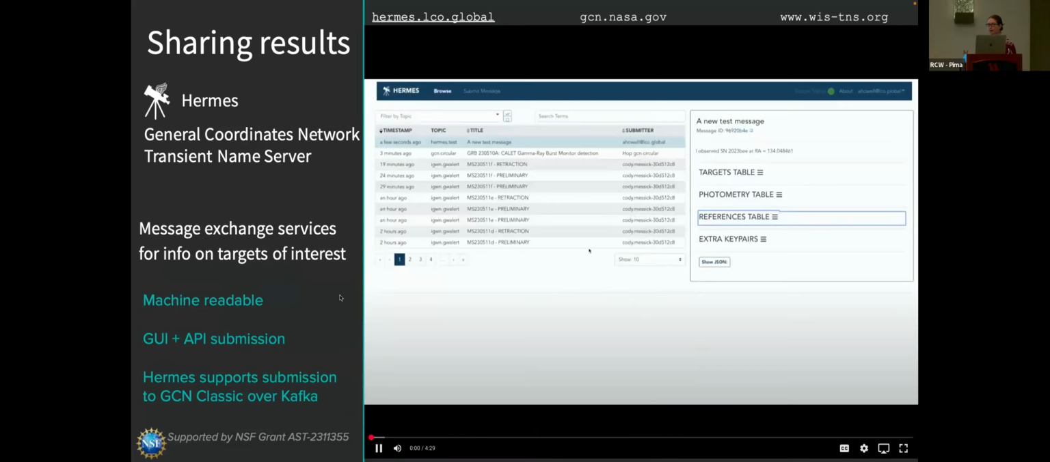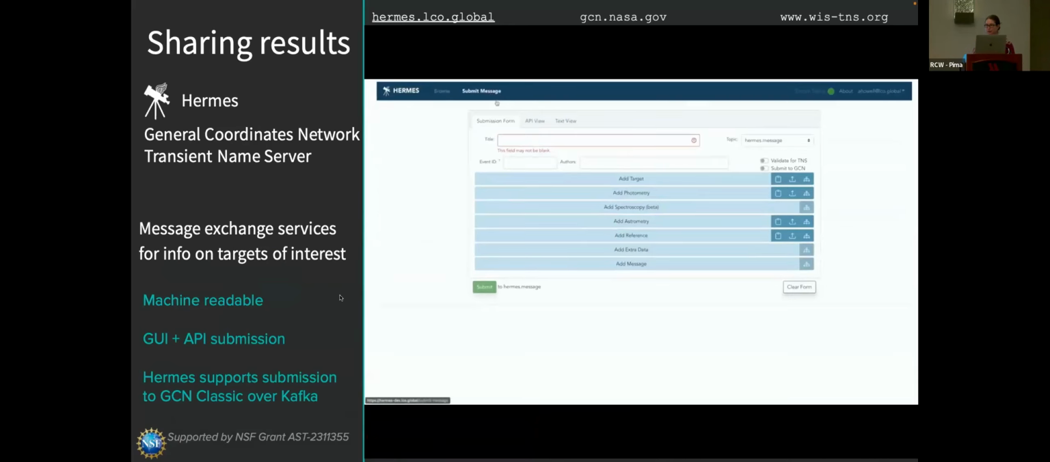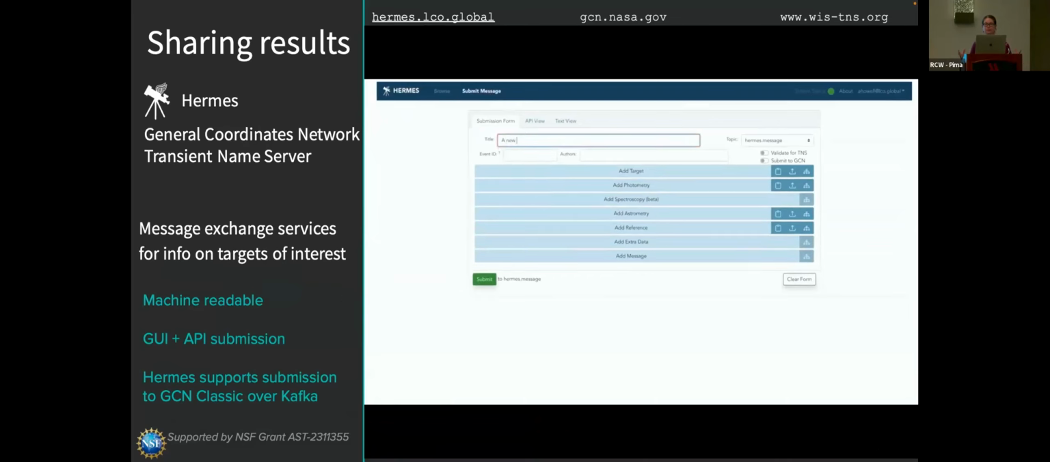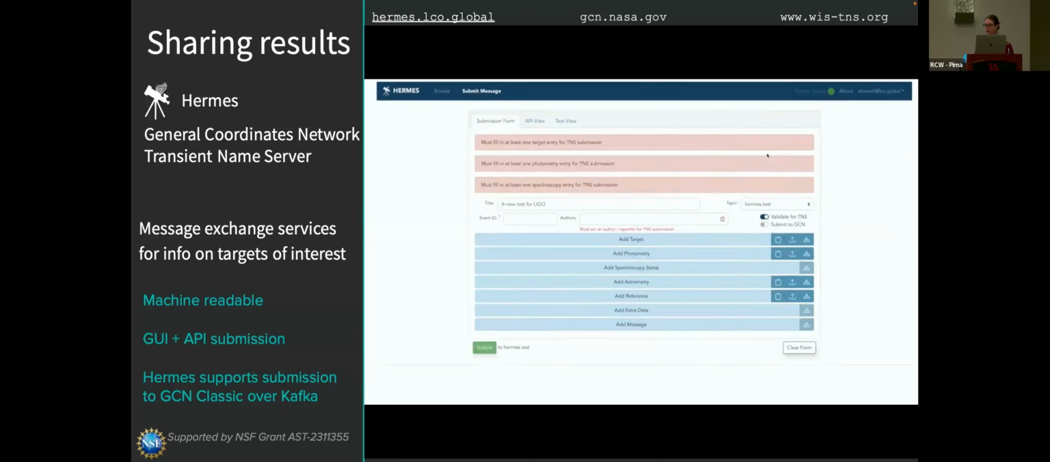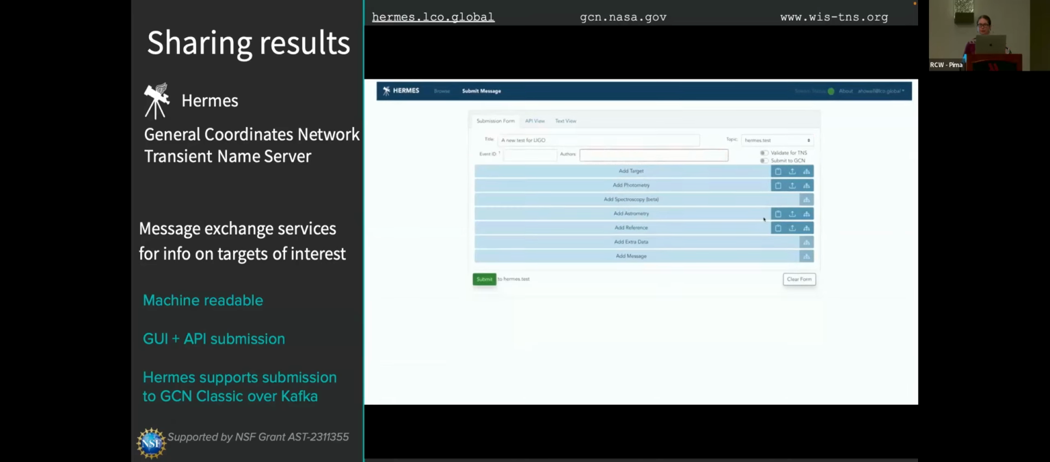So once you've followed up your targets and you've done some wonderful science with the LSST alert stream, there are tools to allow you to share that discovery in real time. The General Coordinates Network is a long-established service, very commonly used in the community. We've heard already about the Transient Name Server. They offer messaging and classification services and the ability to share information on your discovery in real time.